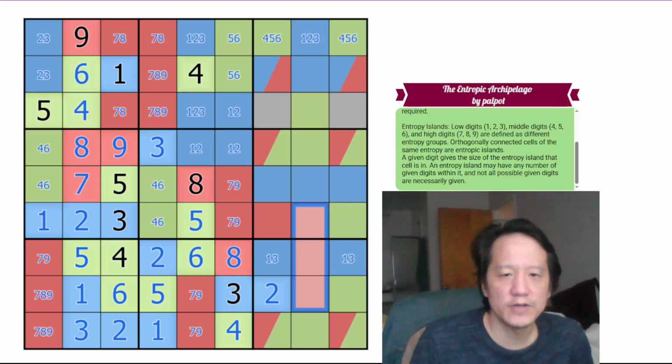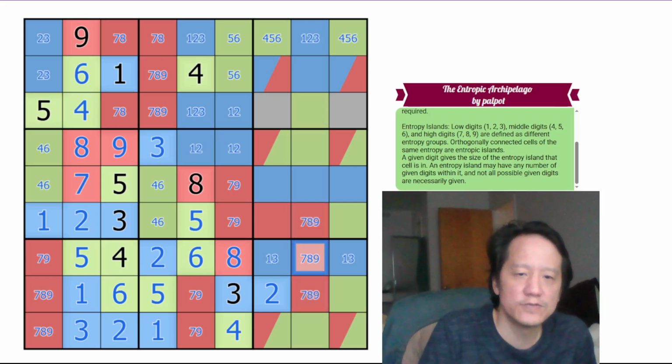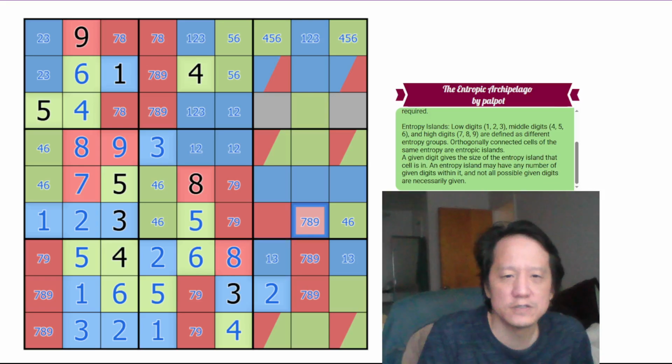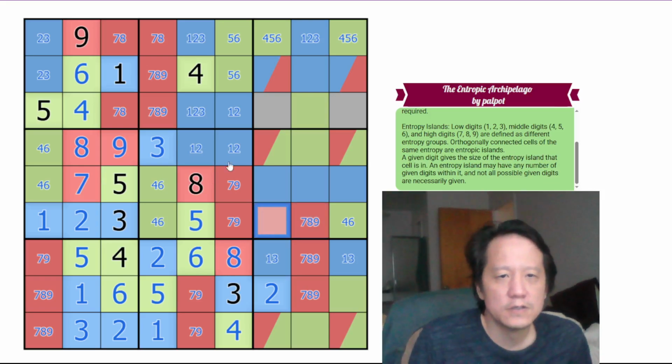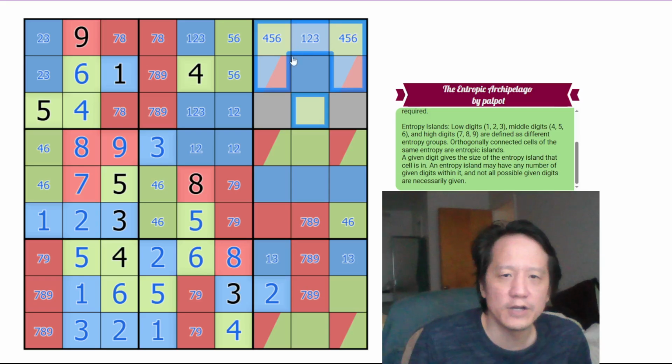This is a 7, 8, 9 triplet. This is 4 or 6. We have 4 here. That's fine. We have 3 lows in this upper right-hand box. Or sorry, 3 middles in this upper right-hand box. That eliminates a middle from the rest of the box.